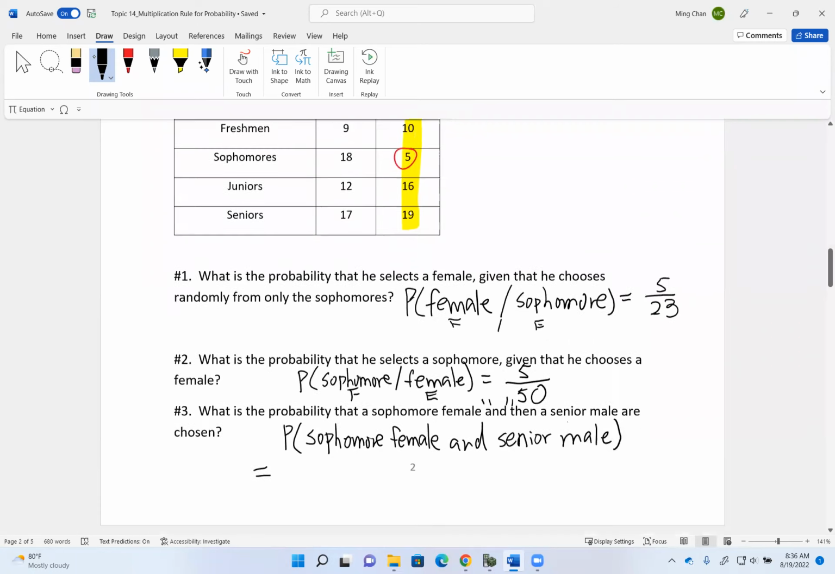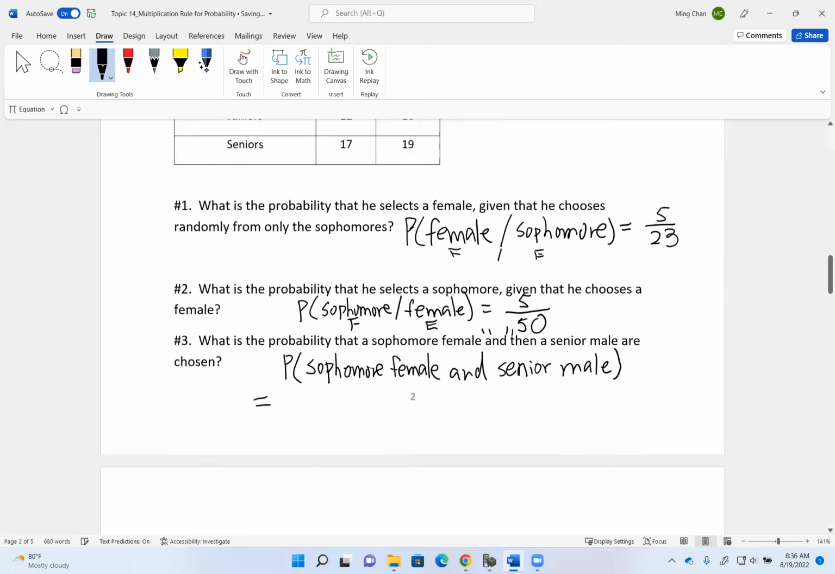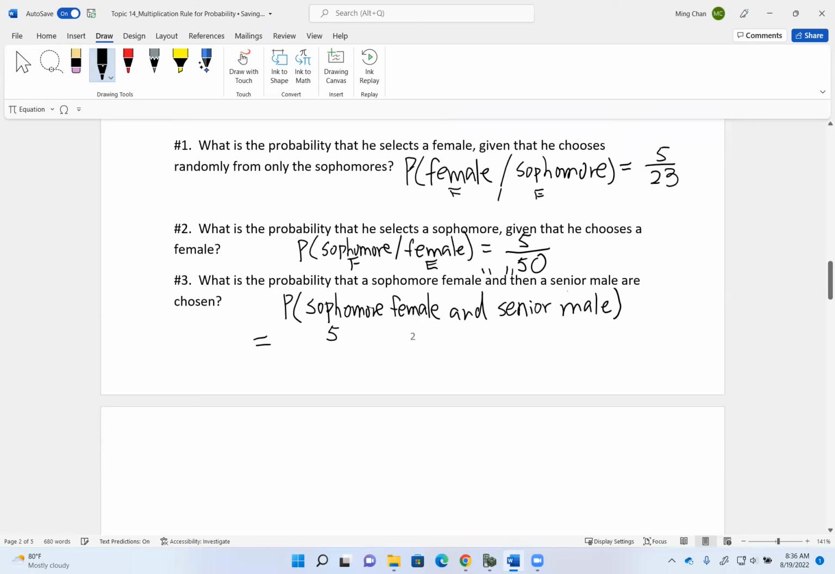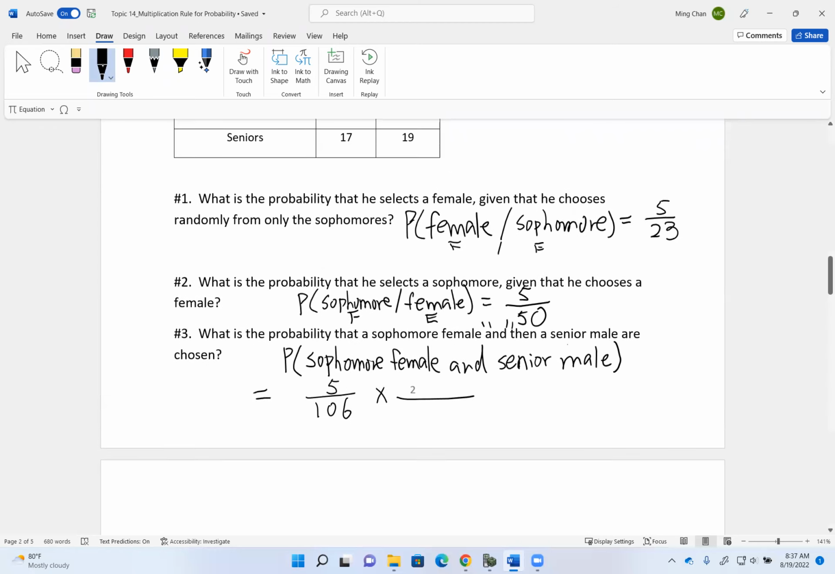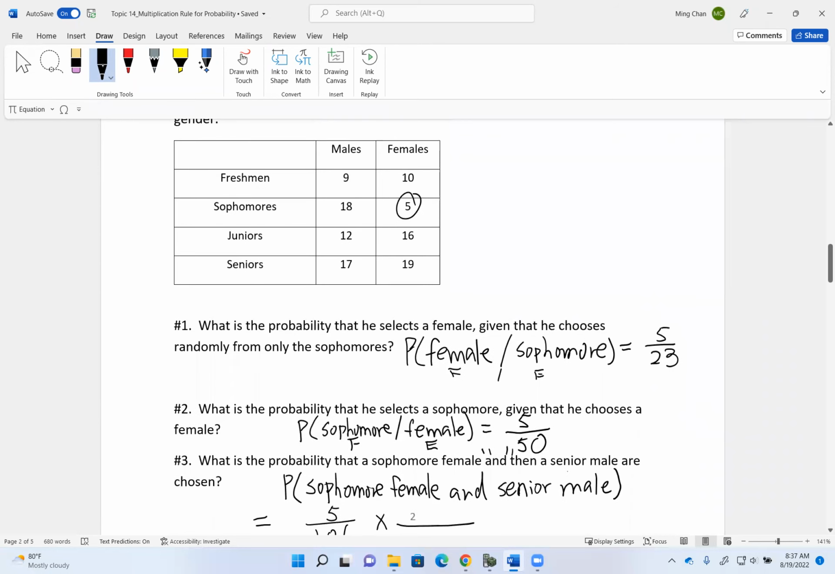Remember, there are 106 students in the class, right? Sophomore female is 5. There are 5 ways to select your first event. There should be 5 ways to select a sophomore female out of 106 possible outcomes, and then multiply. The second event depends on what the first event is, so this is a conditional probability. Senior male. Seniors right here, male, 17.